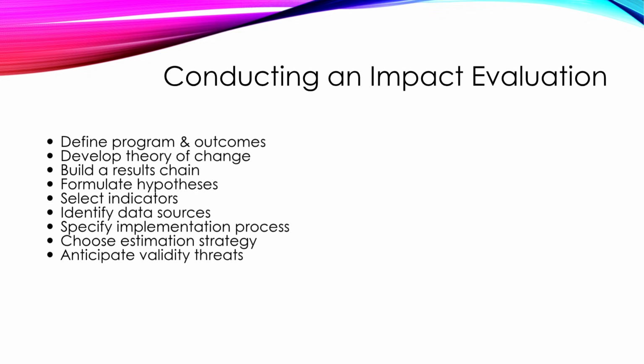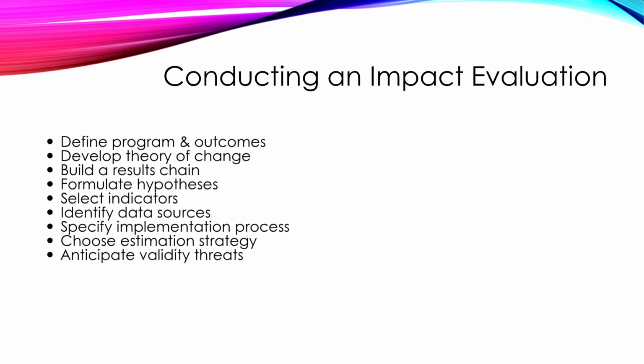And so the first step is defining the program and outcomes of interest. So here you'd clarify the project, program, or policy being evaluated, identify the outcome variables of interest in consultation with stakeholders, policymakers, program managers, beneficiaries, etc., and note that programs may evolve and outcomes can vary by location and time. The outcomes may be immediate or long-term, intended or unintended.